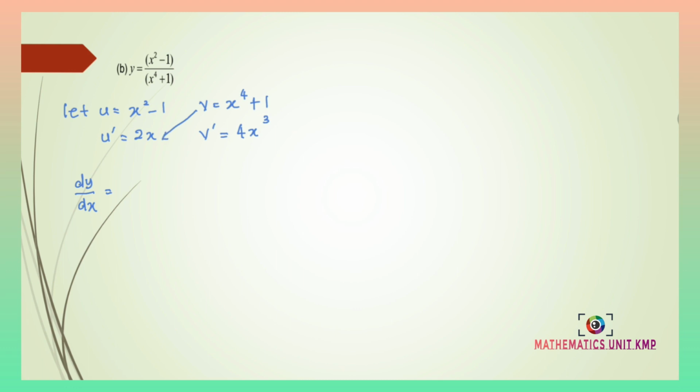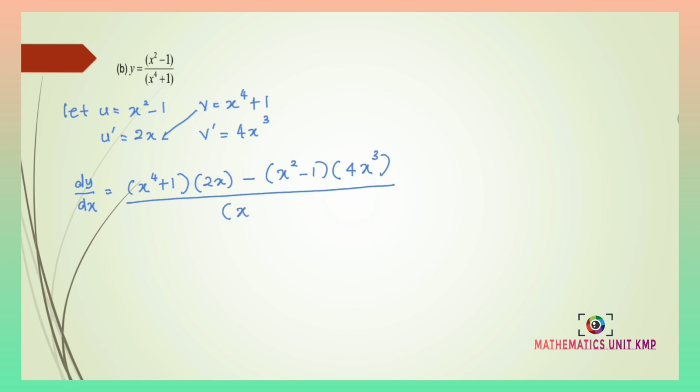After that, we are going to differentiate y with respect to x by using the quotient rule. Okay, we start from v u prime. V is x power 4 plus 1 times with 2x, minus u, x squared minus 1, times with 4x cubed. Don't forget to divide by v squared, that is x power 4 plus 1 squared.